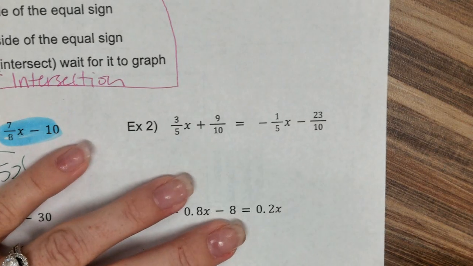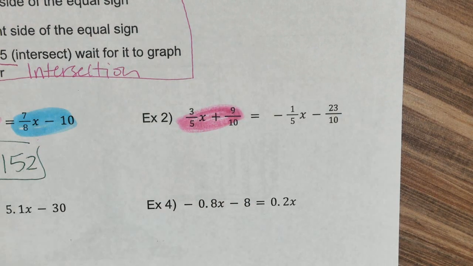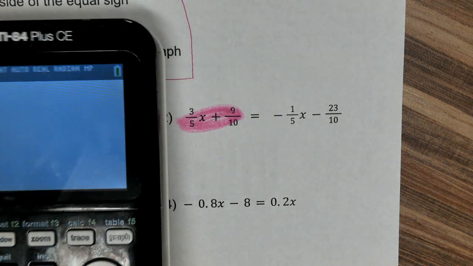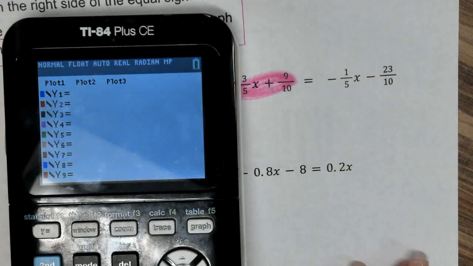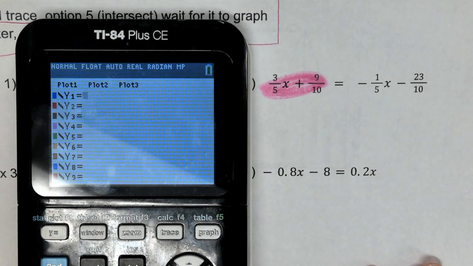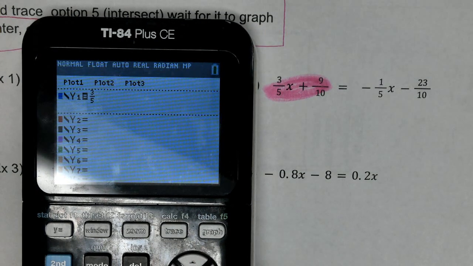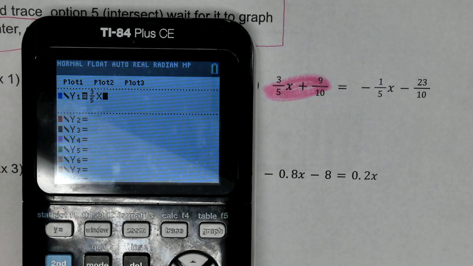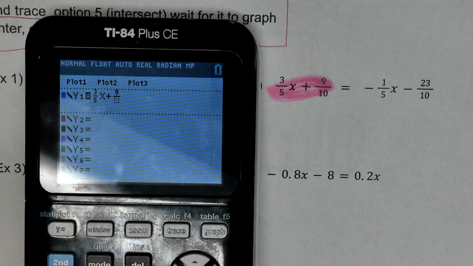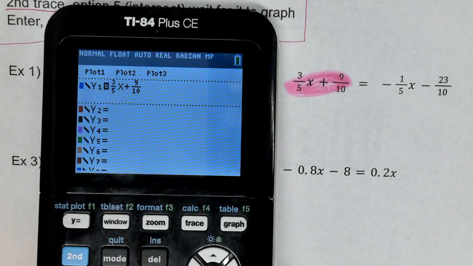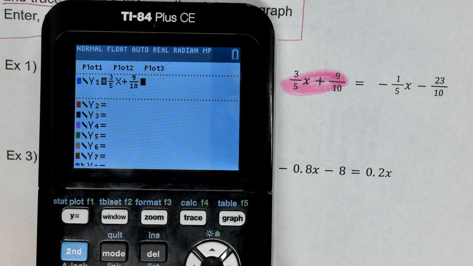All right, let's do this next one. Don't get ahead of me. Let's do this side first. All right, go to y equals, clear out everything that's there. So I'm going to hit alpha y equals, option 1, put 3/5, arrow out, x, plus alpha y equals, option 1, 9/10. Do not go ahead of me on the next part. I'm going straight from your paper right here.